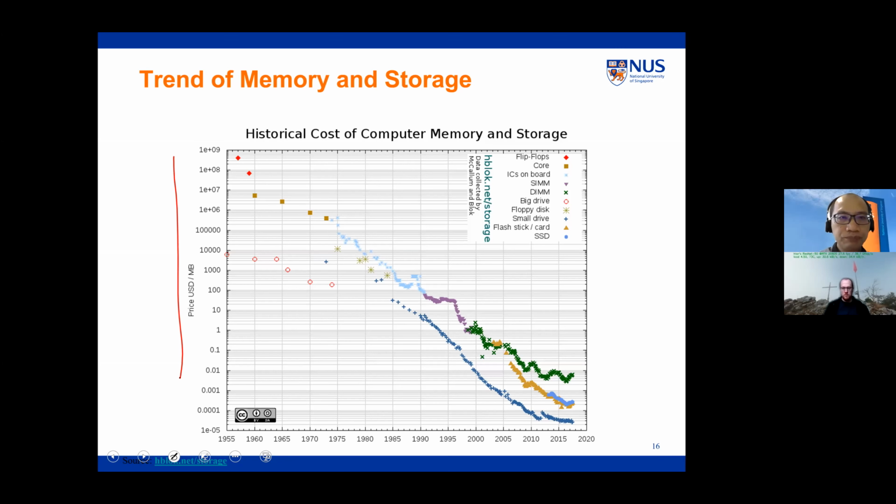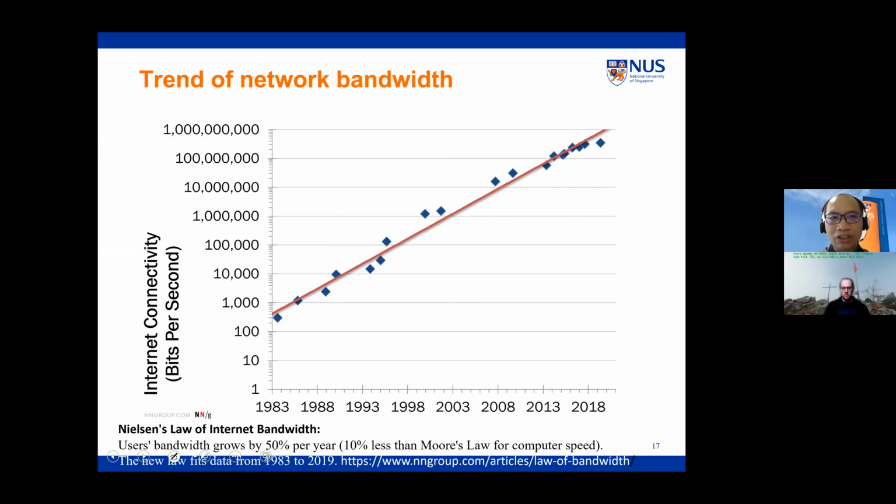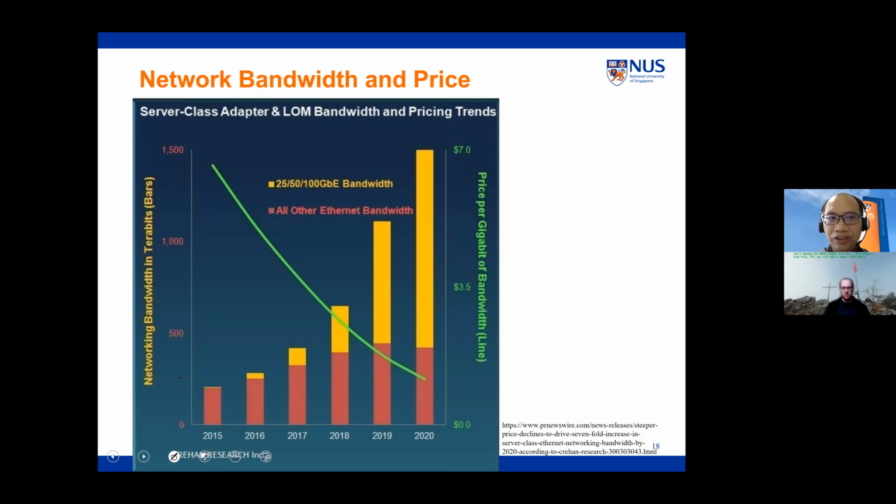And this shows you the internet bandwidth. Again, it has increased dramatically in the past decades. And this is the data center network: you can see we already have 100 gigabit per second Ethernet, but we will see 400 and even more in the future. And on the other hand, the price also dropped significantly.